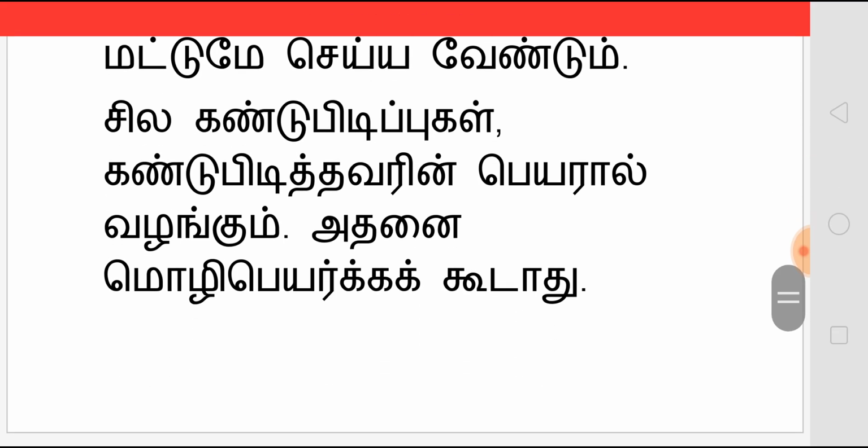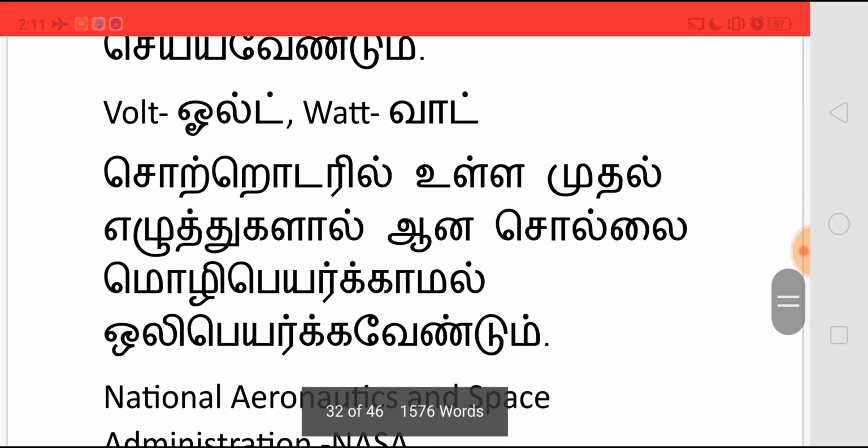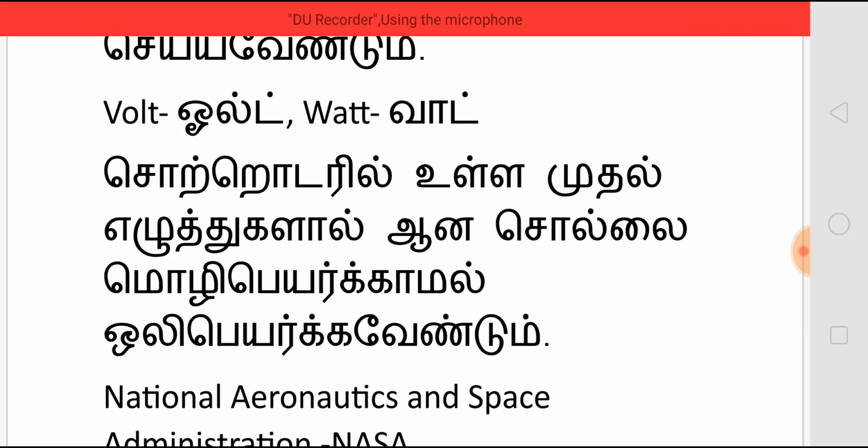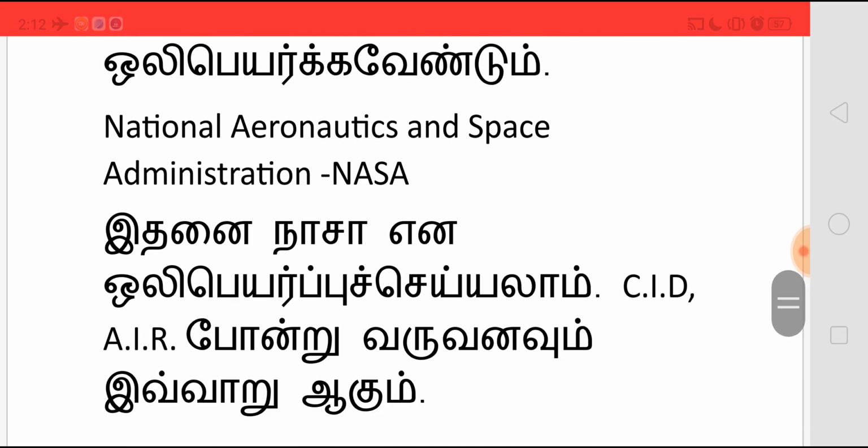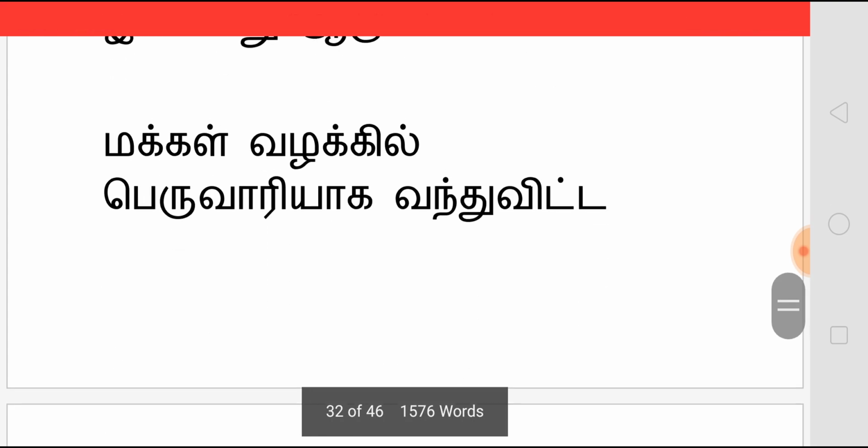And some products will be named after the person who invented them. We cannot change those words also. For example, Ohm and Watt, all these words cannot be translated. We only have to use the same sounds in Tamil. And for National Aeronautics and Space Administration, we say NASA. In Tamil also we have to say NASA. CIDAR, all should be used in the same manner only.